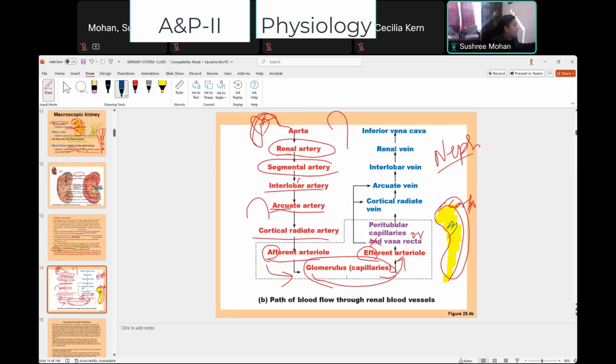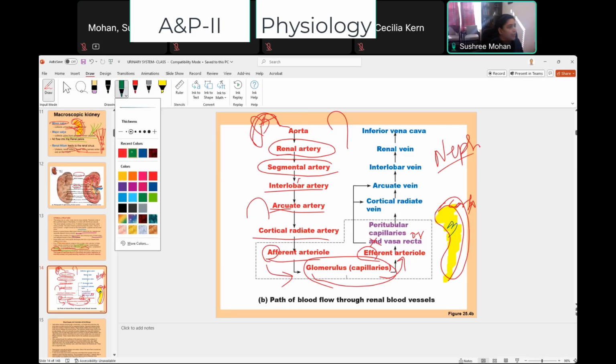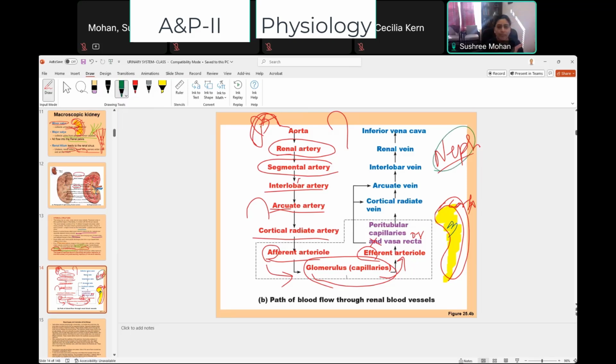However, the microscopic structures that I'm going to talk about are the nephrons. There are millions of nephrons in the kidneys. There are nephrons here and there are nephrons here. And nephrons are the ones which produce the urine. Nephrons do the filtration. Nephrons do the reabsorption. Nephrons do the secretion. Nephrons do all the work of the kidneys.